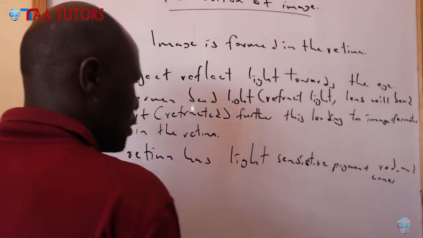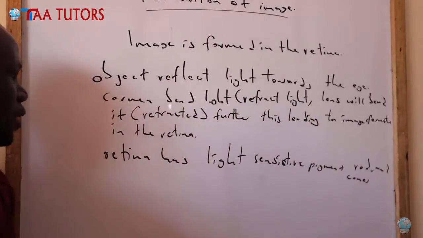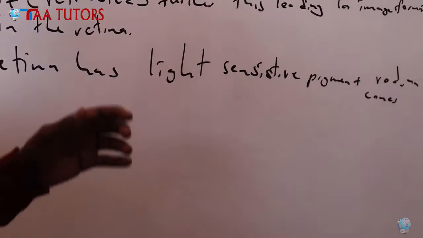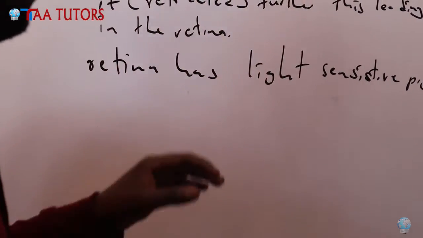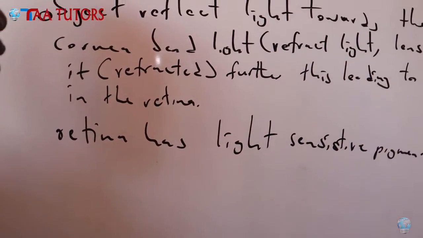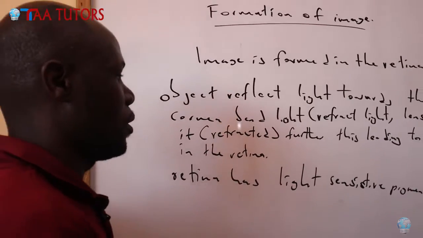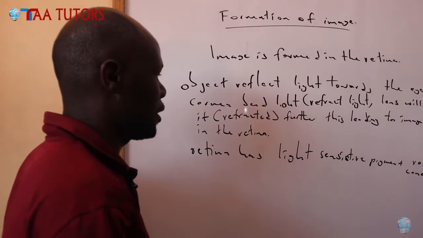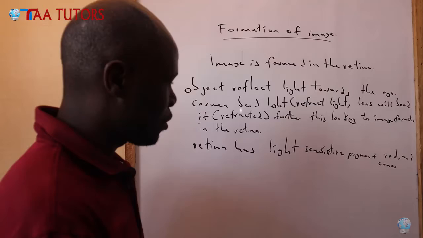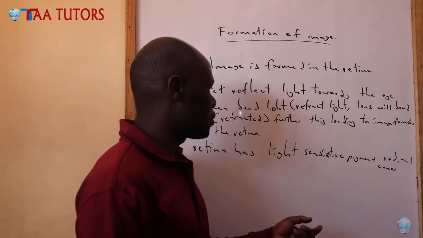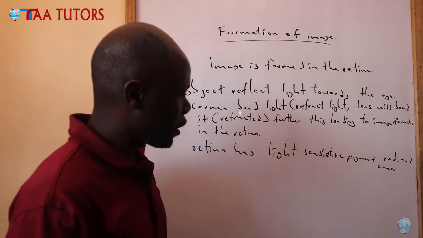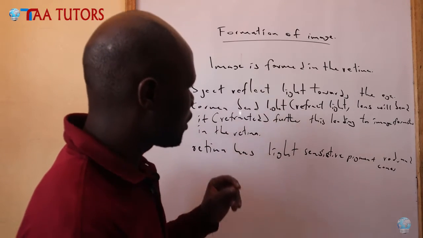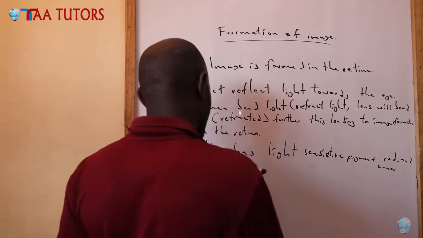Now we stated some time back that these light sensitive pigments perceive light of different intensity. So we said that the cones will always perceive light of high intensity. At the same time, they are able to differentiate the colors. The rods will be perceiving light of low intensity. So in terms of distribution, they are distributed all over the retina, with the exception of the part of the retina called the fovea.